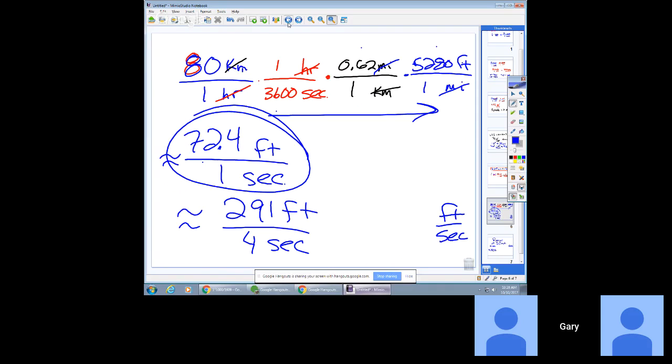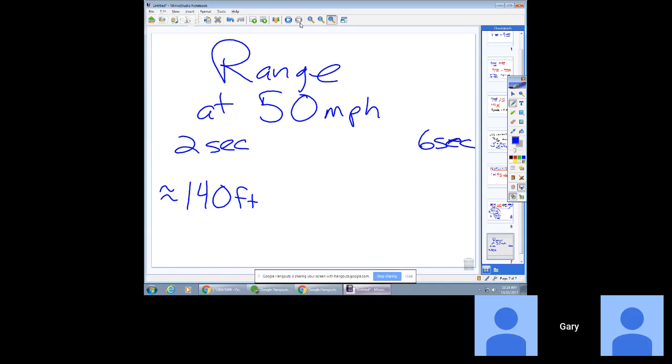Did you get a number, Aaron? 434. 434, okay. So in the upper end, we've got something like 434 feet went by. And our measurement of 300 sits kind of in the middle of those two, right? Because that's 4 seconds, should be right in the middle there.